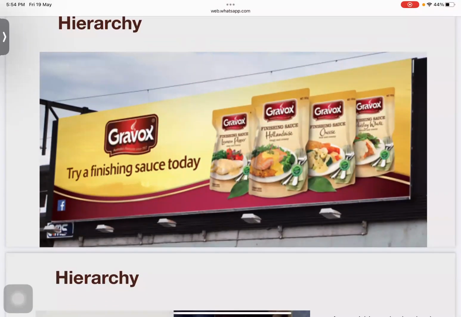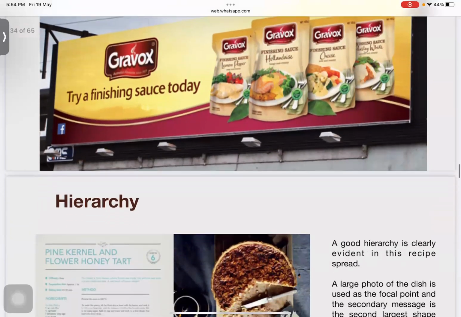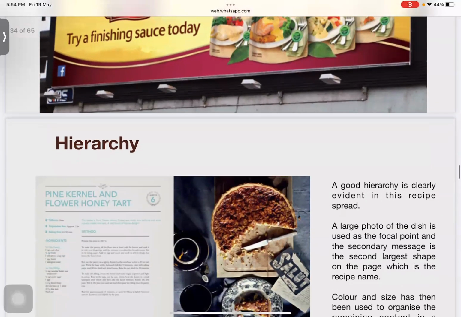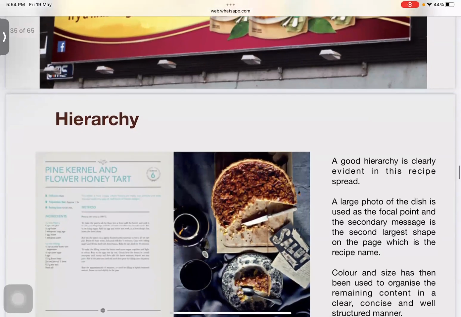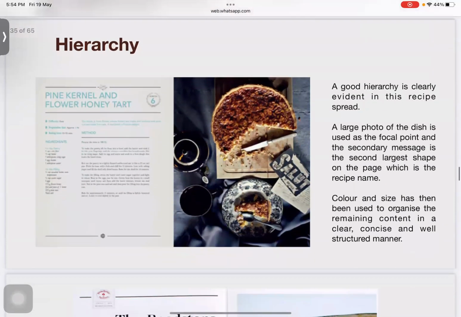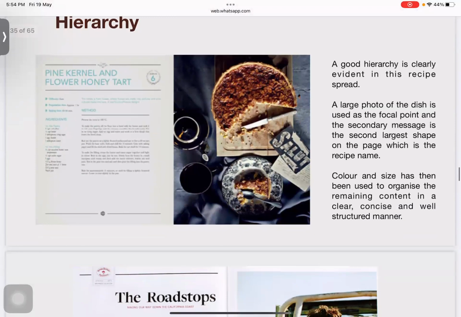Now, in practical life, in a composition, how is hierarchy visible? These are some of the examples of how different items are placed in a particular hierarchy or an orderly format. A good hierarchy is clearly evident in a recipe spread. I guess I am audible, right? Yes, sir. Okay, fine.